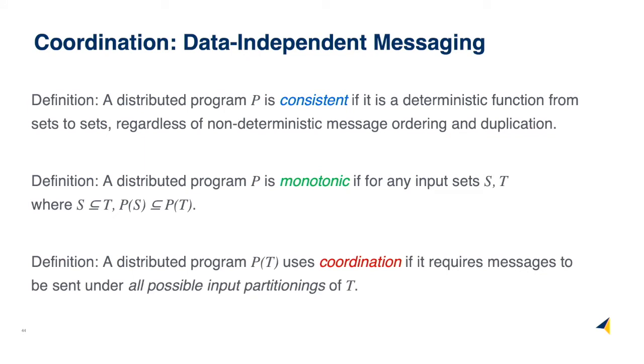Finally, what is coordination? What counts as coordination? What are we going to rule out? What is the stuff that's making James Hamilton crazy? So a distributed program P uses coordination on an input T if it requires messages to be sent in the network under all possible input partitionings of T. So it doesn't matter how you lay out T to start. You'll still need to communicate. Even if you put all of T on one machine, it's all there, you still need to communicate. Then you're coordinating. That communication is called coordination.